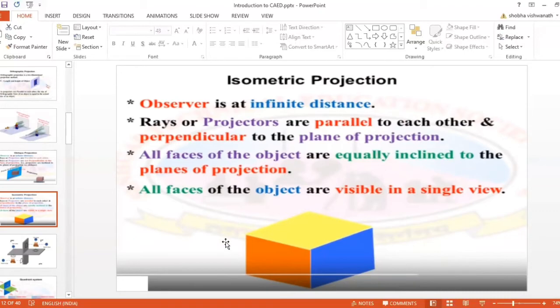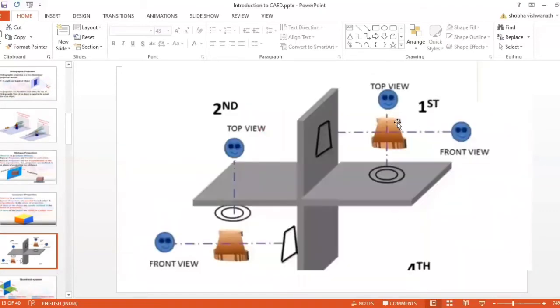Now we'll have a four quadrant system. In our engineering drawing, you are going to consider four different quadrants. Let us assume two planes. This is what you can call the vertical plane. This we can call the horizontal plane. Now, in orthographic projection, we consider these two planes.